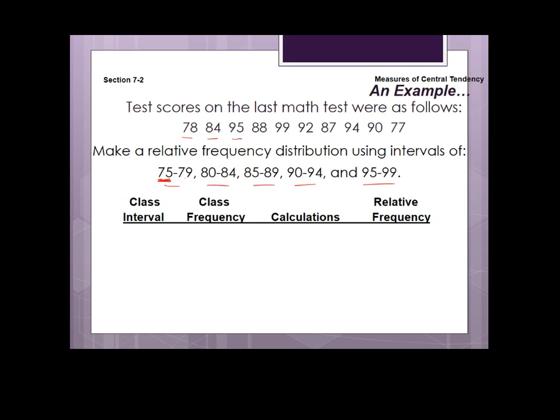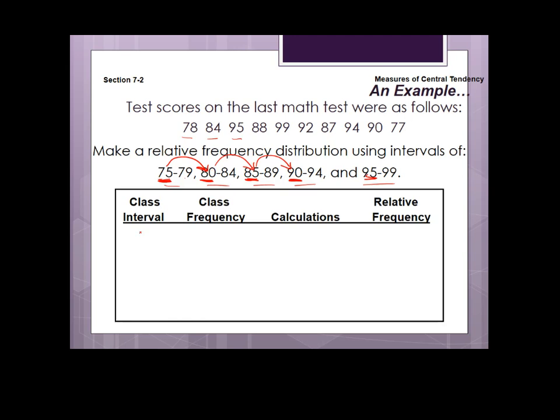If you notice, these are called the lower class limits right here. They should go up by the same amount. So this goes up 5, and then 5, and then 5. So you shouldn't have one that's like 75 to 76, and then 77 to 84. That just doesn't make sense. You need to be consistent with your width. So I can write, oops, I'm going to do this as we go. 75 to 79, 80 to 84, 85 to 89, 90 to 94, and 95 to 99.